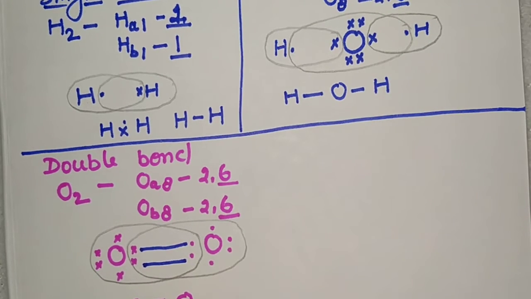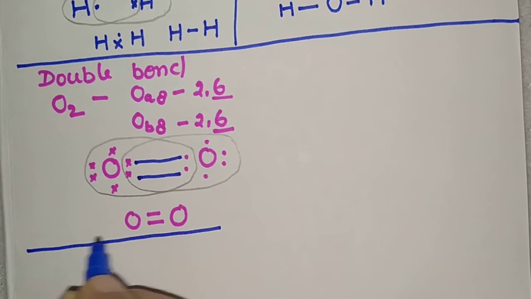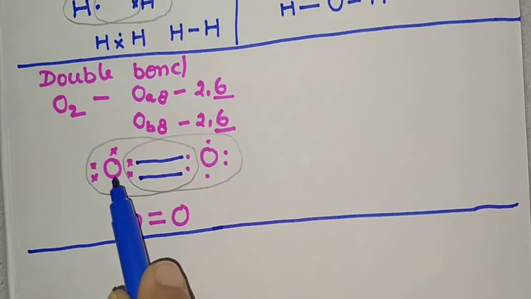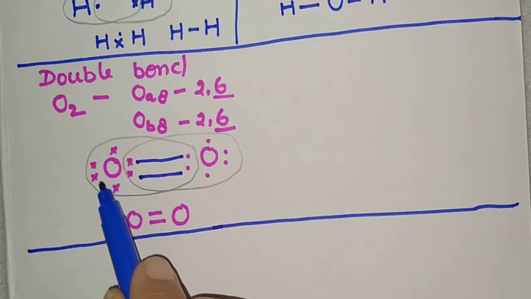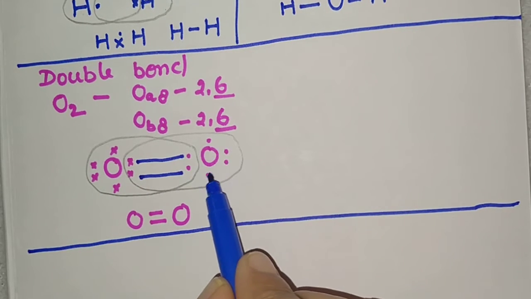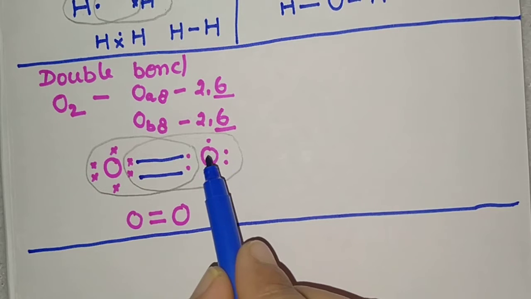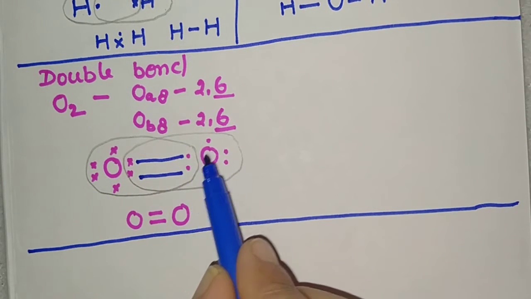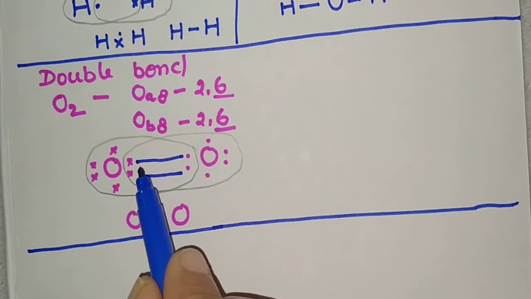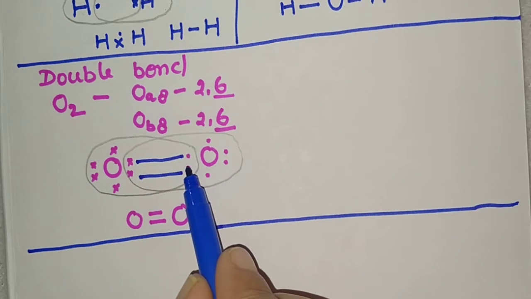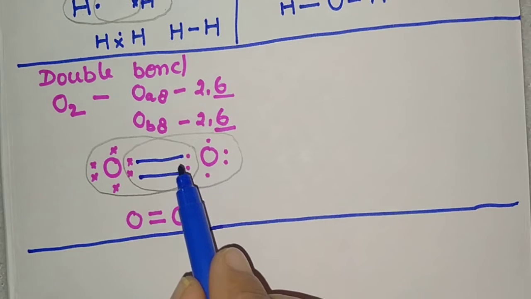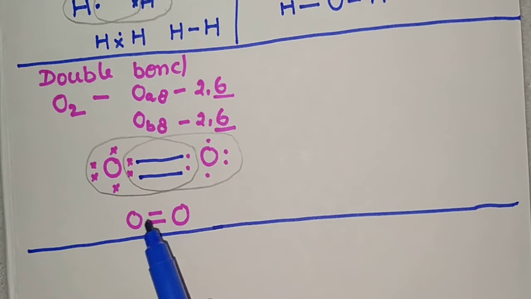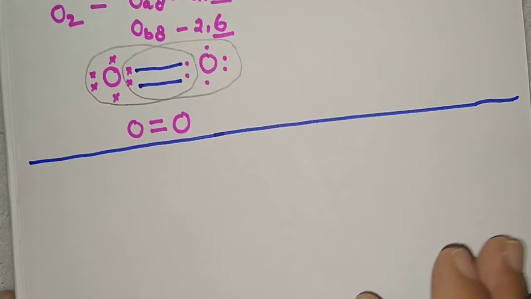See it here. This oxygen is having 6 electrons. This oxygen is also having 6 valence electrons. They all undergo sharing. This becomes your 8. This becomes your 8. 4 electrons undergo sharing and forming 2 covalent bonds, and it is shown by these. Now third is our triple bond.